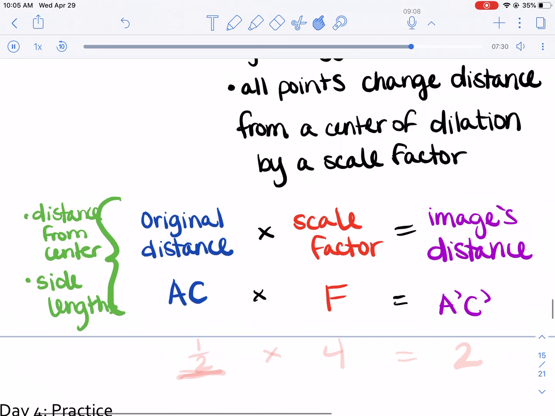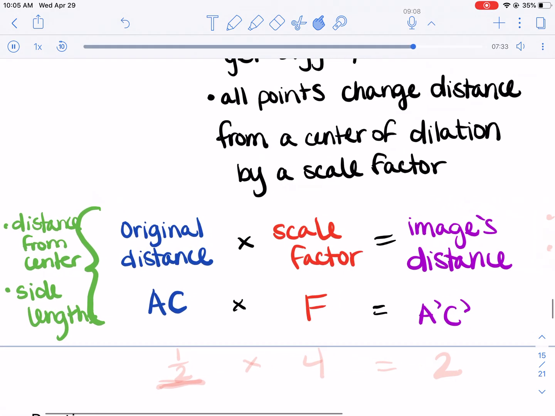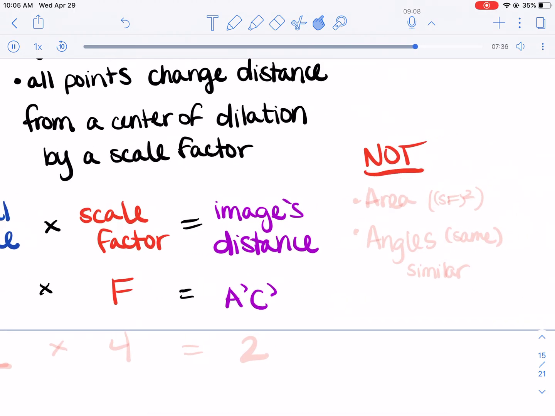The things that do not hold by this equation are things like the area. So when we multiply all the side lengths by a number, the area actually changes by that number squared. So it's actually going to be changing by the scale factor squared. And then another thing is that the angles don't actually change. The angles stay the same, so that means that our new shape will be similar. In other words, it's the same shape, but it has a different size. That's usually how I think of similar.